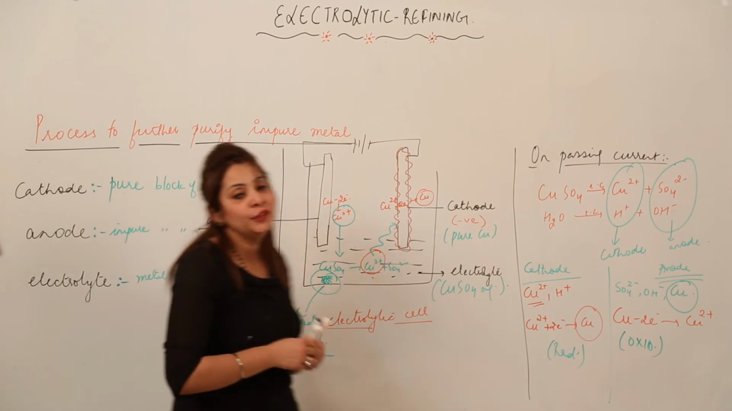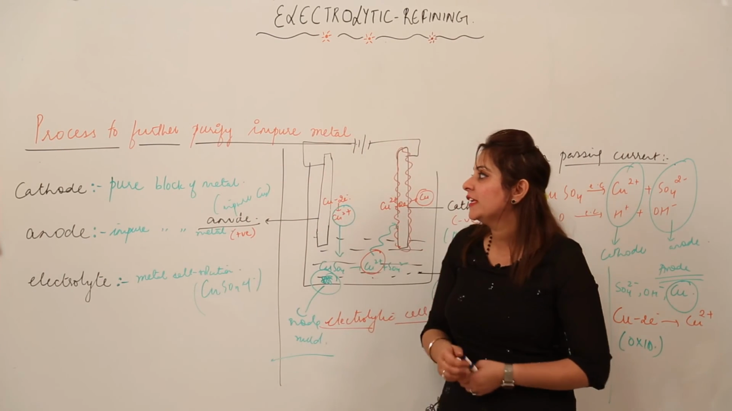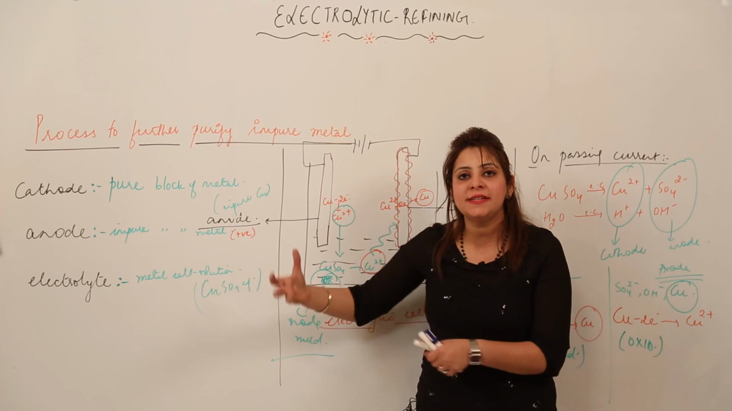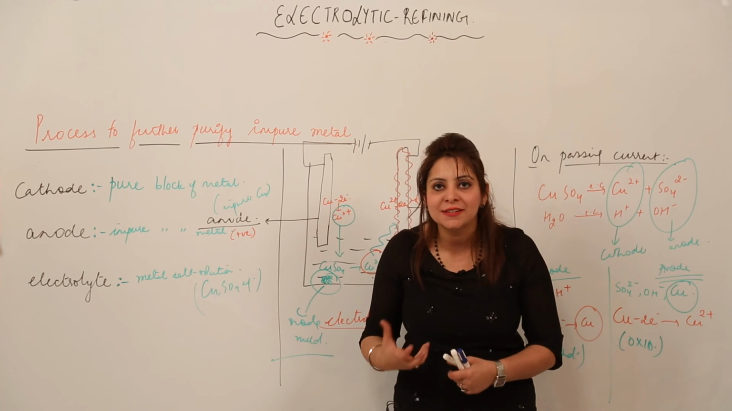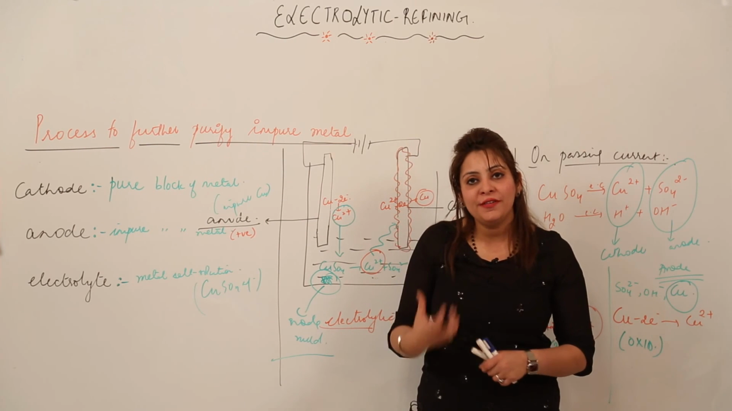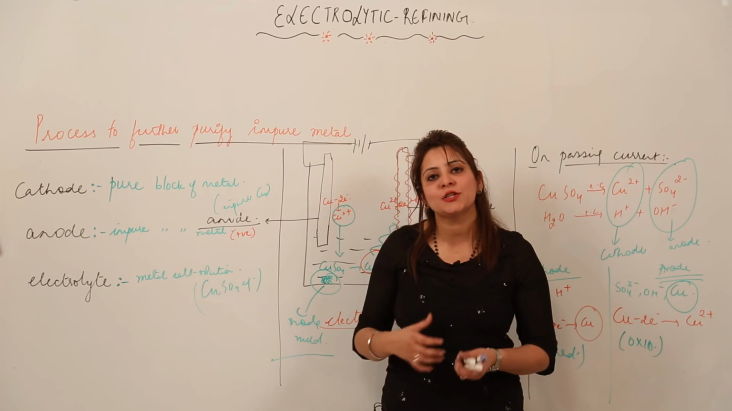So this is how we do electrolytic refining, or you can say it is the fourth step of metallurgy, or you can say it is also a use of electrolysis. That means refining, purifying the metal by using the process of electrolysis, right.